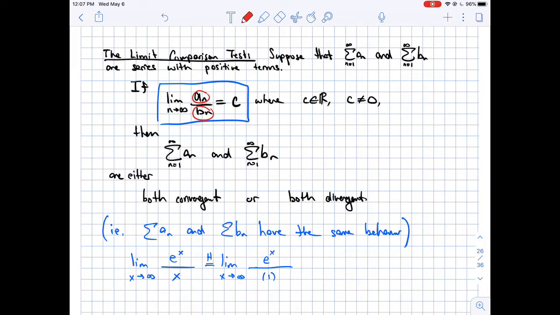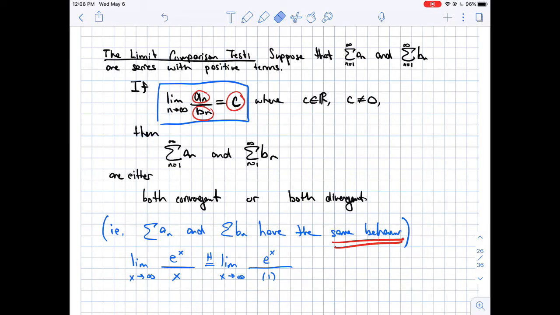In other words, I want to know, do they go to 0 together fast enough to both converge, or does one go to 0 faster than the other, in which case they may not have the same behavior? The idea being that if you get this limit as a constant, then they do both go to 0 at exactly the same speed, and so they have the same behavior. That's the idea behind the limit comparison test. It's very much the same idea behind what you've already seen with L'Hopital's rule.